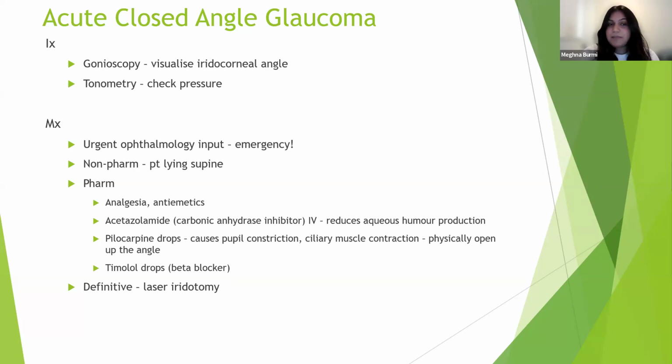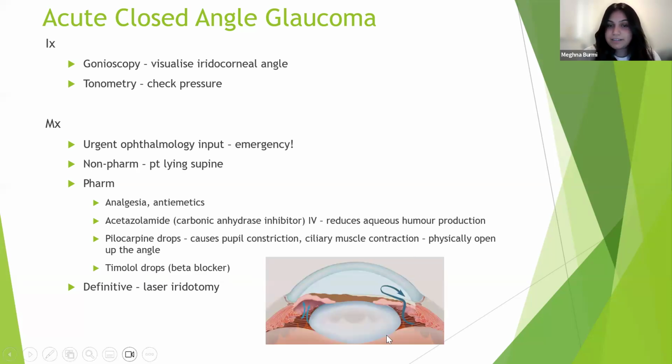Pharmacologically, you'd want to consider pain relief, antiemetics because you're feeling nauseous. There's acetazolamide, which can be given IV, and this reduces the production and reduces the buildup of pressure in one way. Or you can give pilocarpine drops, which cause pupil constriction, and we hope that physically opens up the angle that's blocked up at the moment. Or we can give timolol drops as well, which just reduce the pressure like any other beta blockers do. Definitively, you can do a procedure called a laser iridotomy.